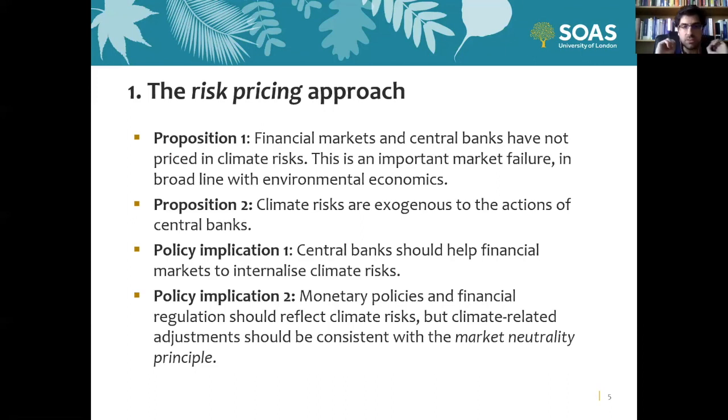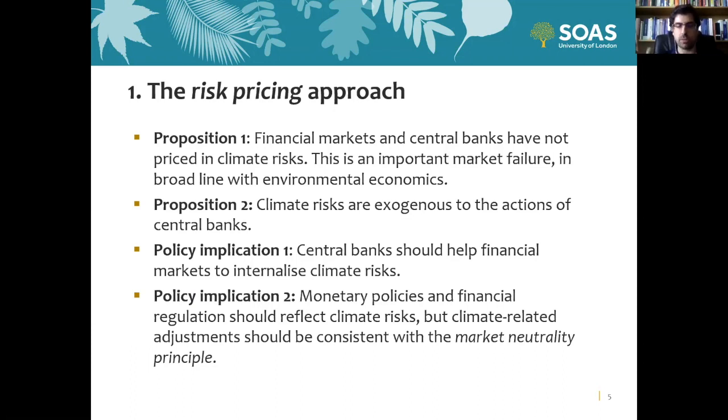So the risk pricing approach. This approach, in my view, is very much related with the main idea of environmental economics, which is a mainstream way of understanding the interaction between the economy and the environment. And this is that we have right now a kind of market failure. And this market failure has to do with the fact that we do not consider the environmental externalities. Now, if you look at the tradition of environmental economics, the market failure has to do with the fact that, for example, we do not take into account that carbon emissions create climate change, and this then has negative feedback effects on the economy.